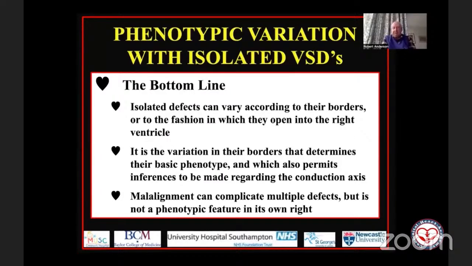So the bottom line: borders are the number one feature, geography is another important feature, and so is malalignment. But the malalignment is not a phenotypic feature in its own right. The geography is not a phenotypic feature in its own right. It is the variation in the borders that is the major feature, giving us phenotypic variability in isolated ventricular septal defects.